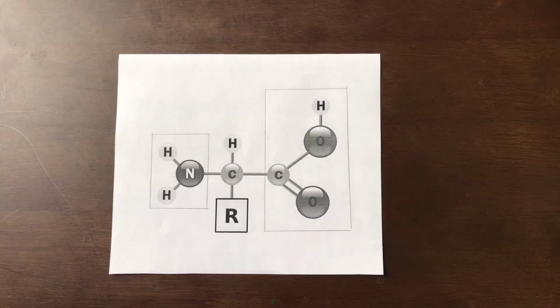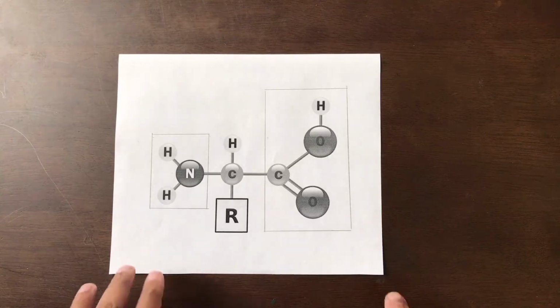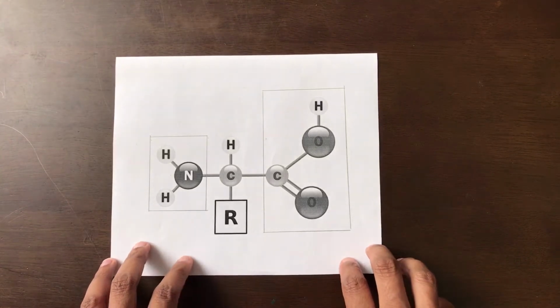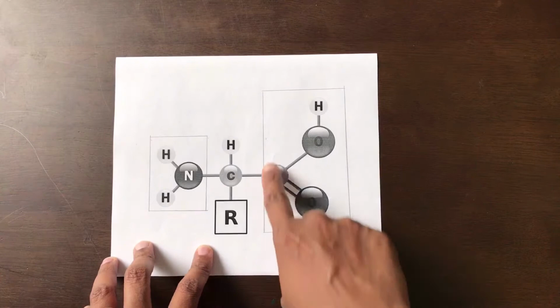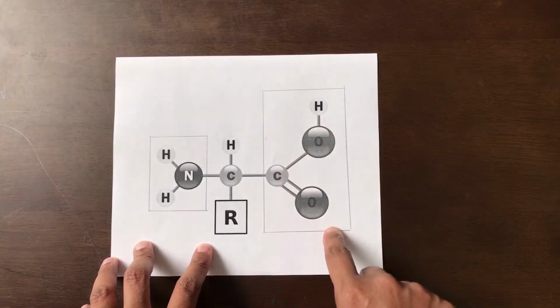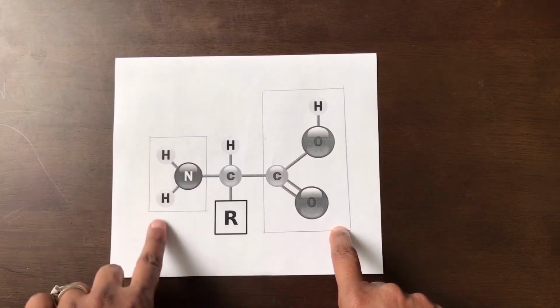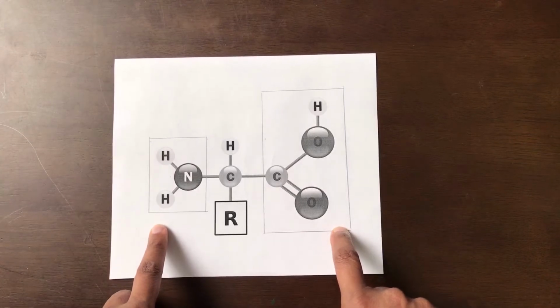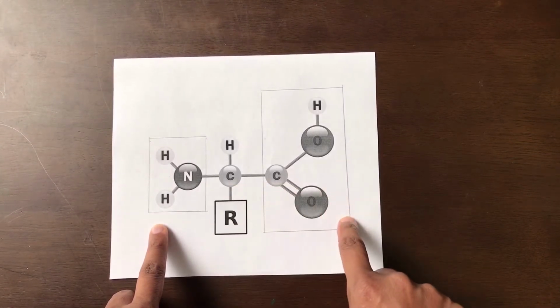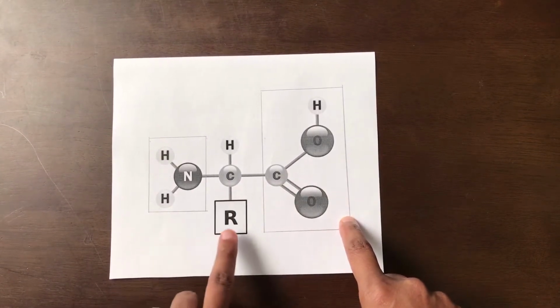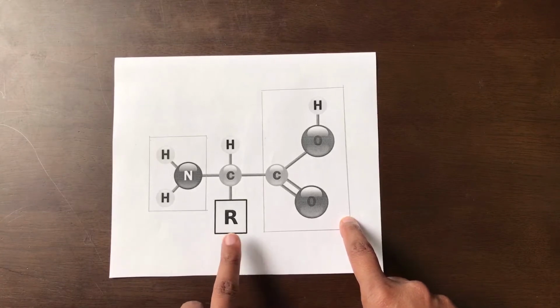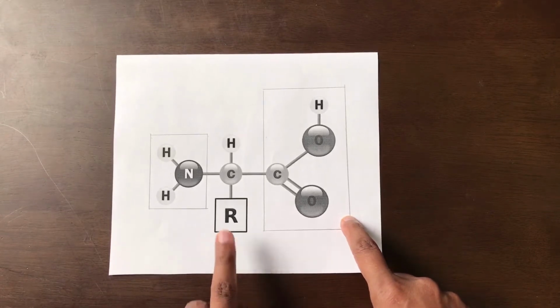Guys, in this video, I'm going to be talking about amino acids and protein structure. So this is the picture of an amino acid, and it has a carboxyl functional group at one end and an amine functional group at the other end. And that is the same for all amino acids. The only thing that changes is the R group. That's the variable group. It's also called the side chain.